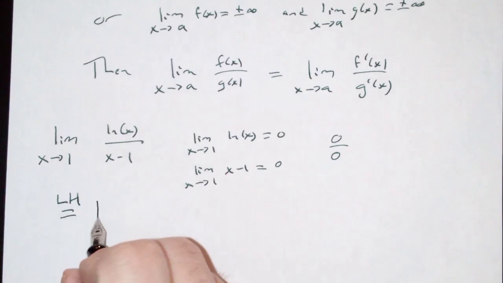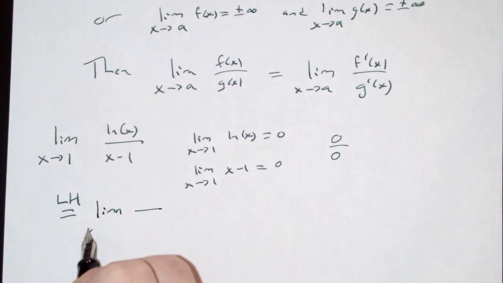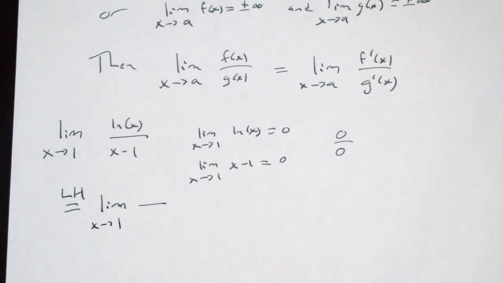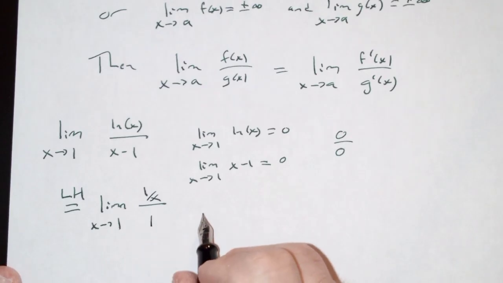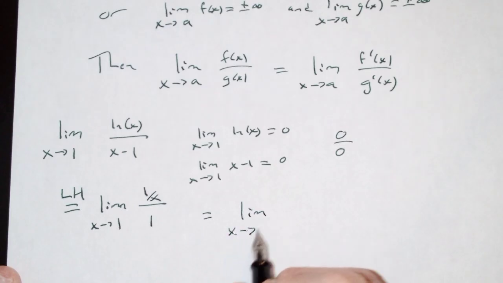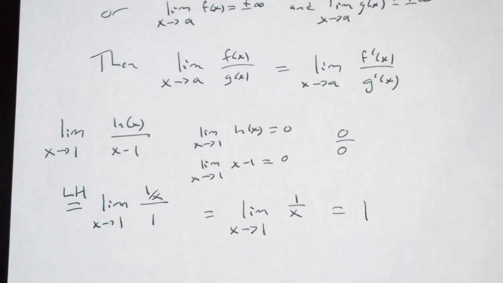I can replace this limit by the limit of the derivatives. What is the derivative of ln of x? What is the derivative of x minus 1? Dividing by 1 doesn't change anything. So I get the limit of 1 over x. As x approaches 1, that's 1. Please notice I can even use this on the examples we already did. L'Hopital's rule still works there.